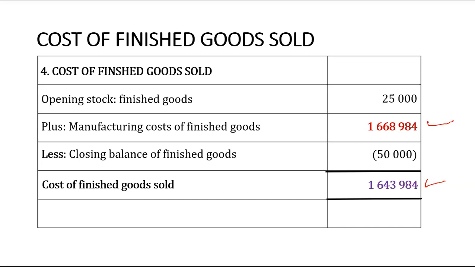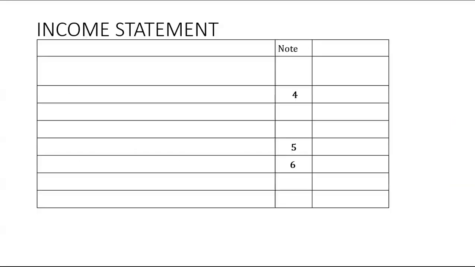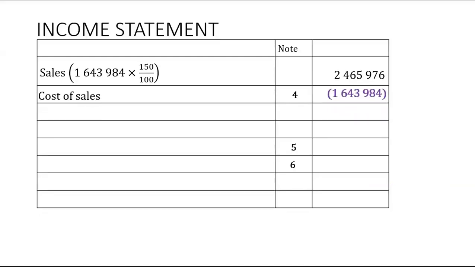And what am I going to do with that cost of finished goods? I'm going to have to put it in my short income statement, the main income statement. So I will take that because I was given the markup, just multiply it by 150 divided by 100 to get my sales amount. But that will be written here as cost of sales, and I can use that to get my gross profit. Okay.